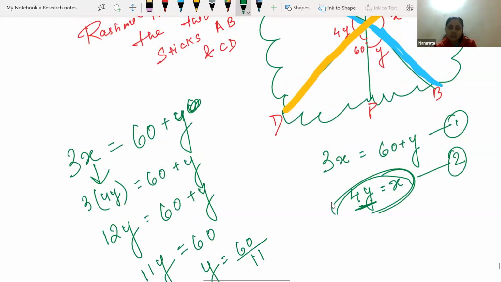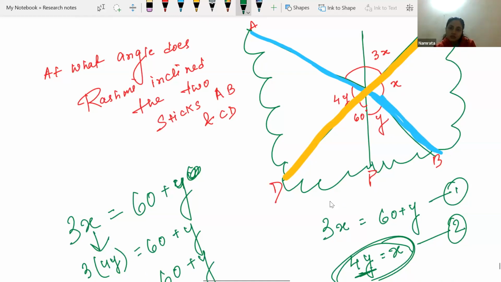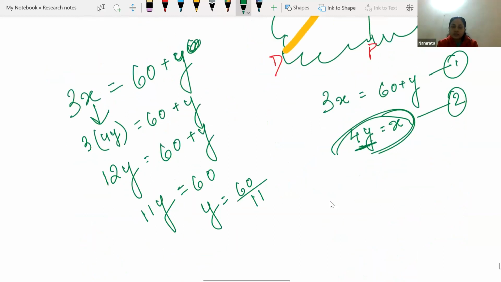Why are we getting such a decimal number? Just a moment now. Just a second.